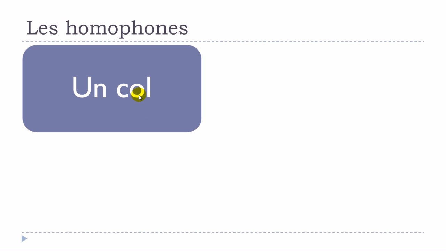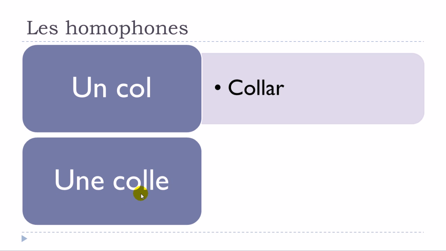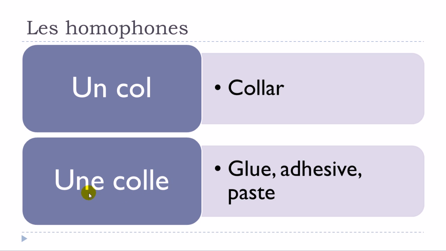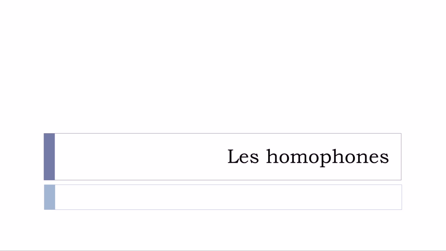Un col. Un col. Une colle. Une colle. Les homophones, because actually I was thinking about doing 4 videos concerning this topic. Remember, when we're talking about les homophones, we're talking about all these words in French that you write differently but pronounce the same way, and of course the meanings will be different. That's why it's quite important to take a few minutes to see them and avoid any mistakes. Alright, so we'll start now.